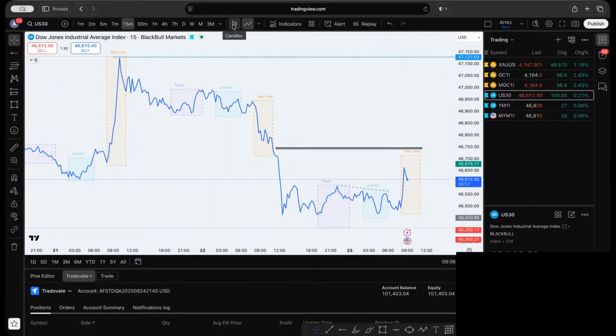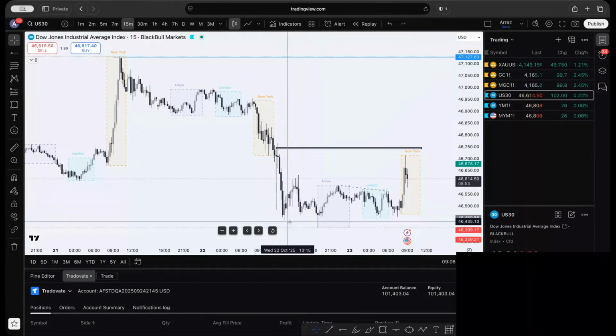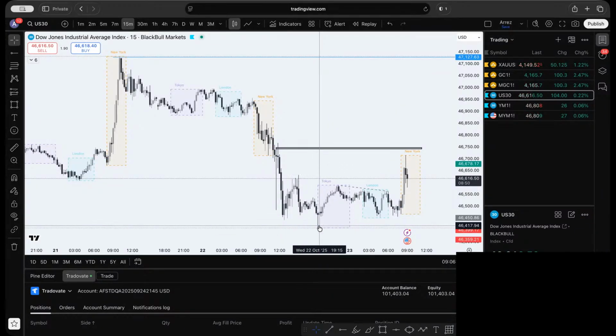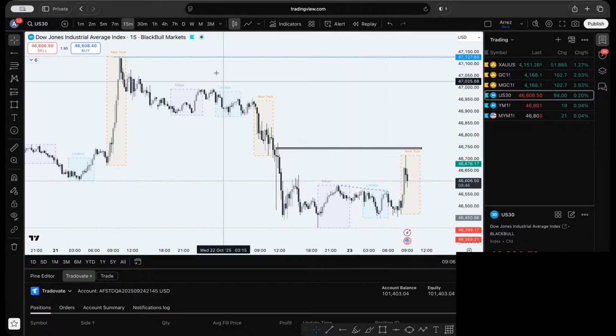So I think I am in a sell bias, but this would be confusing for a retail trader because we see that liquidity was taken, then we saw all of this liquidity that was created at the top, which was then taken as well. And so we are bearish on US30.